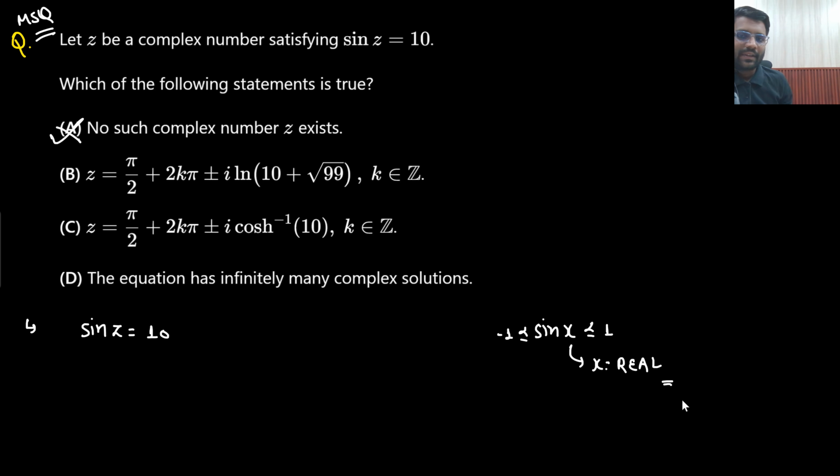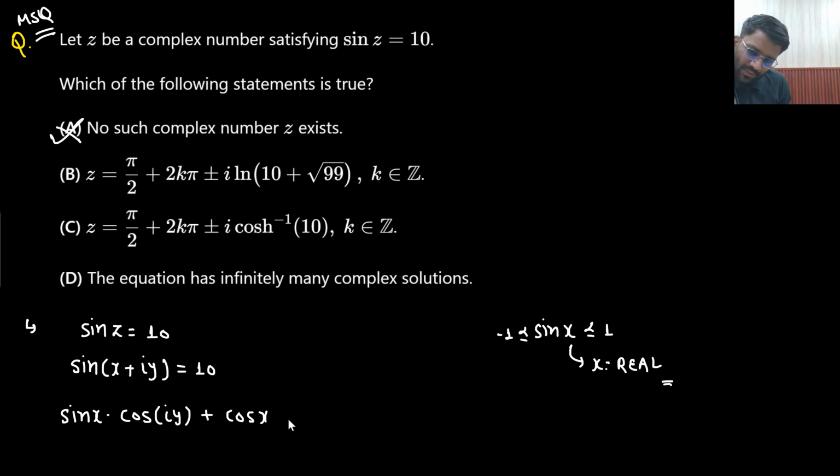Understandable? This z is a complex number. That's the catch here. Okay, so what is z? z is nothing but x plus iota y equals 10. So now I will apply the formula for sin(a plus b). What is sin(a plus b)? sin a cos b plus cos a sin b. That would be equal to 10.